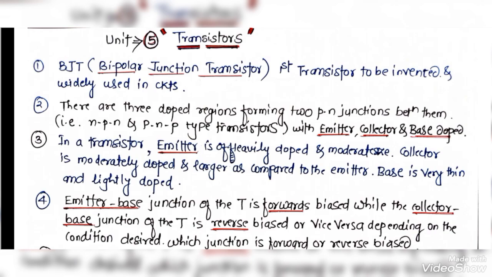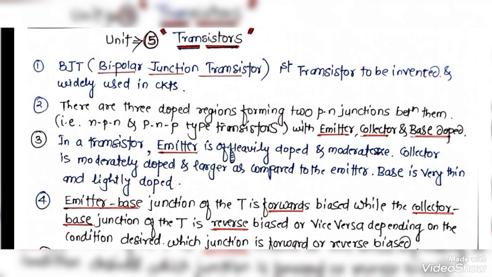collector and base doped. In a transistor, emitter is heavily doped and of moderate size. Collector is moderately doped and larger as compared to the emitter. Base is very thin and lightly doped.